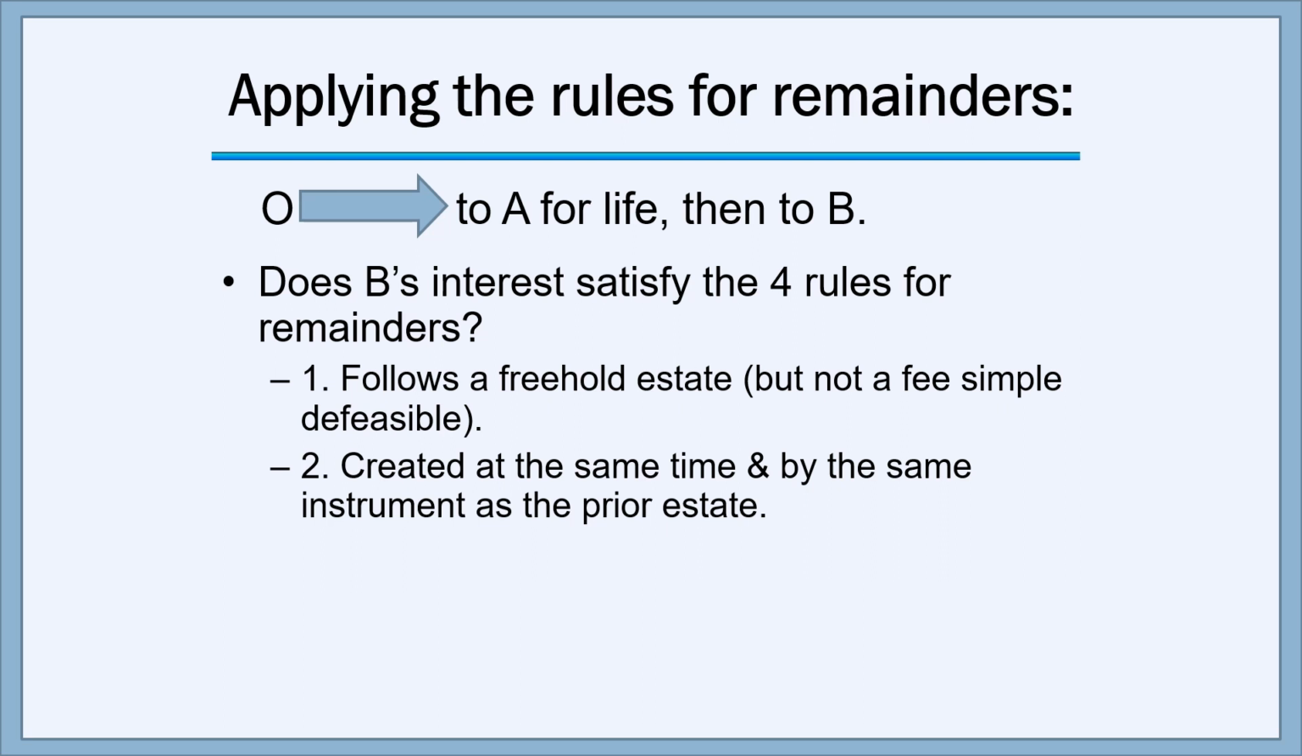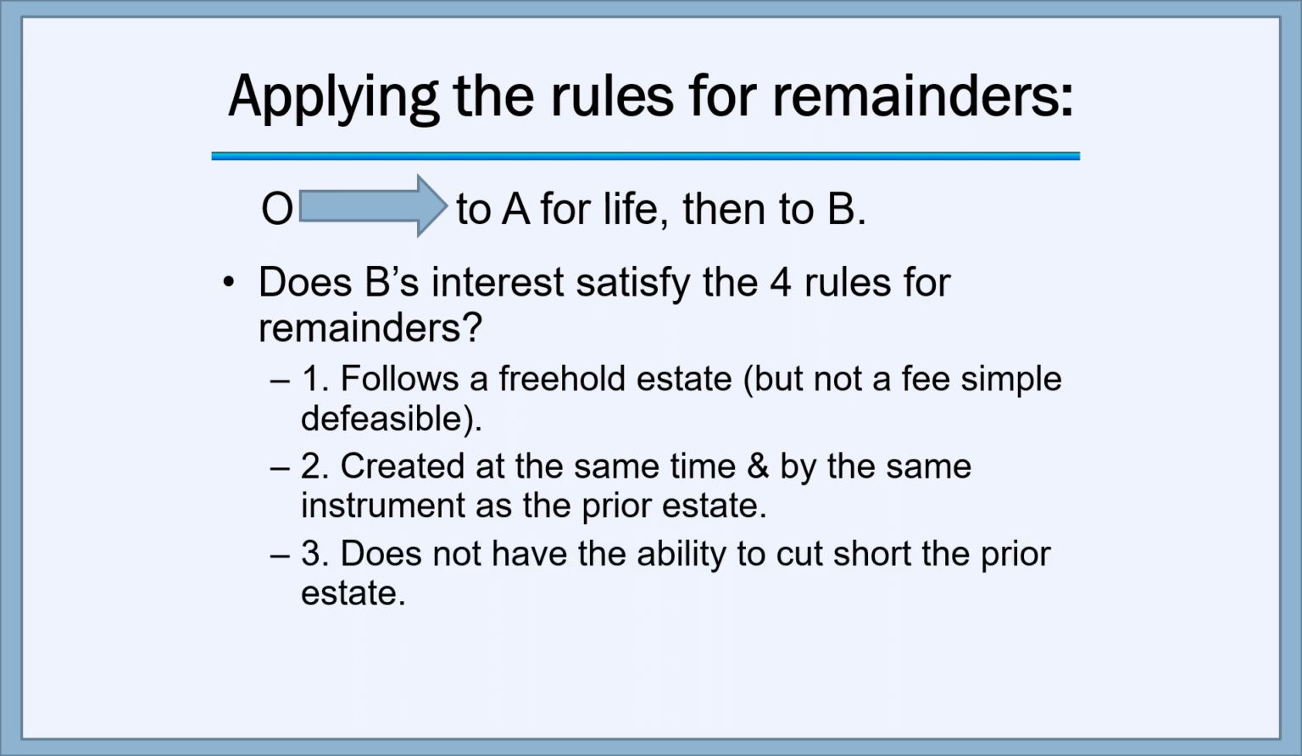The second rule is that the remainder's got to be created at the same time and by the same instrument that created the prior estate. Here, the deed or will from O said to A for life, then to B, so it created both the life estate and the future interest at the same time. So that rule is satisfied.